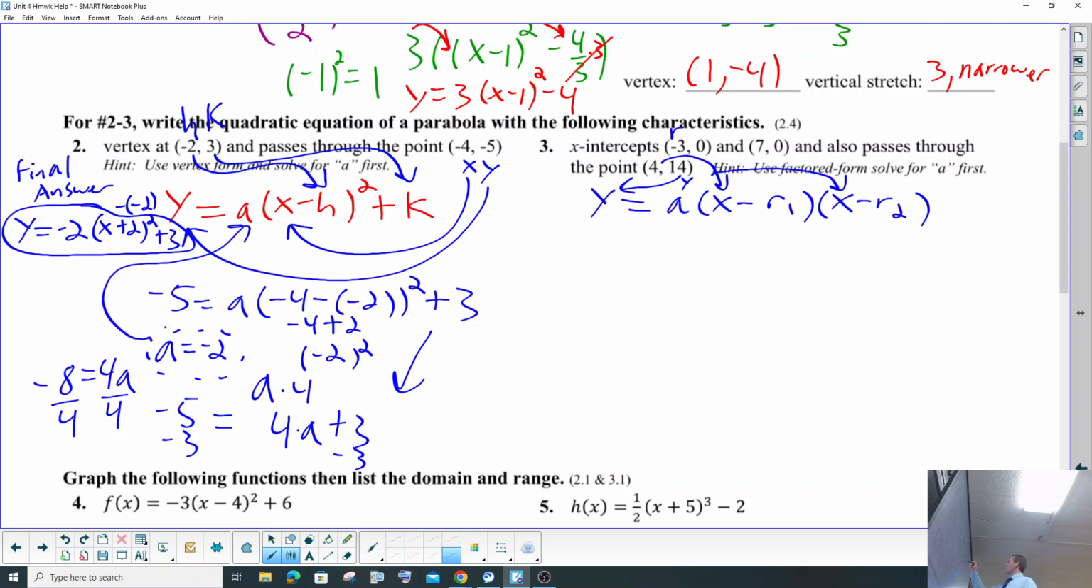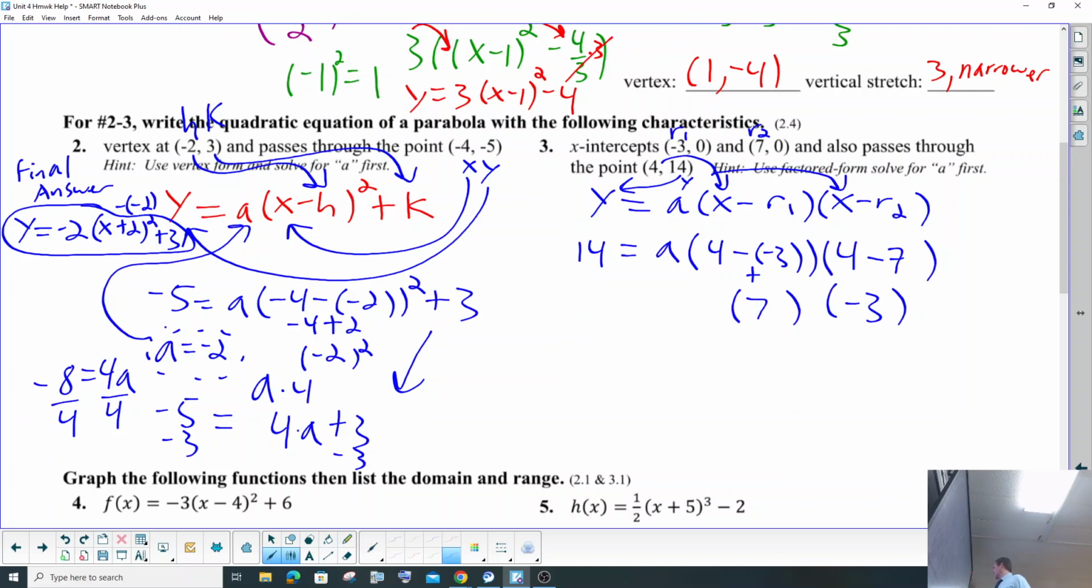So this is going to be our R1, and this will be our R2. So now we have our y value 14 equals a. A is what we're solving for. And then x is 4 minus R1. And then x is 4 again, and R2 is 7. So we get negative 3. That becomes a positive, so 7. So we multiply those together, and we get a negative 21. And then we bring down our a value, so that's negative 21 times a.